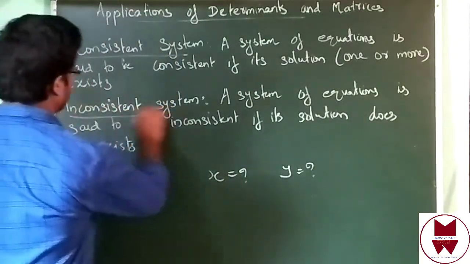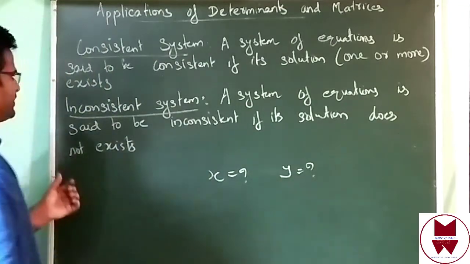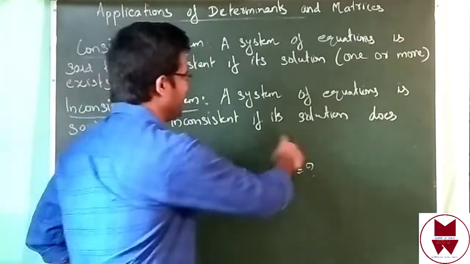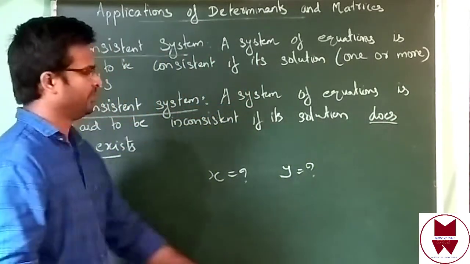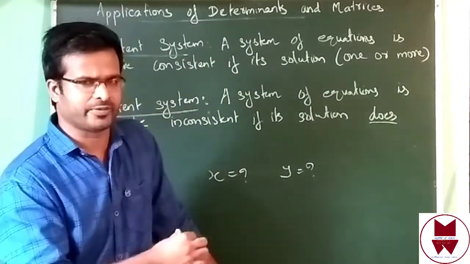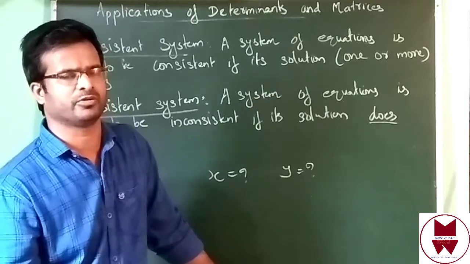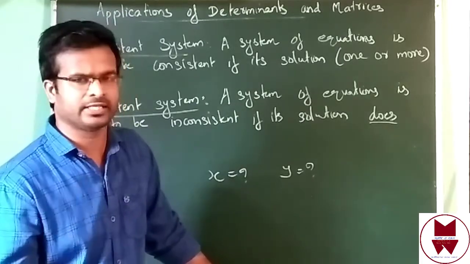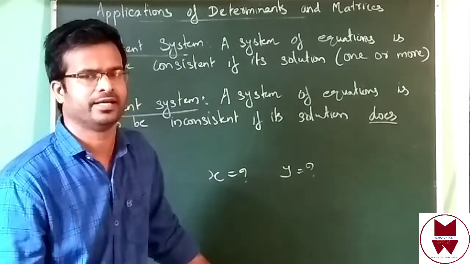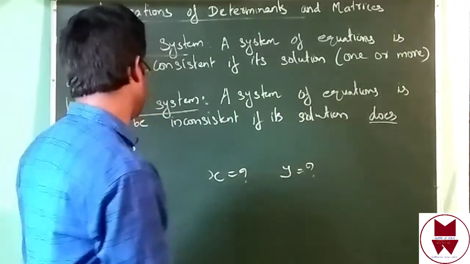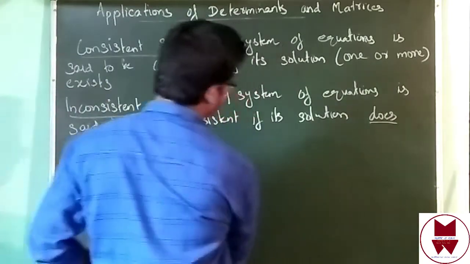Then inconsistent. A system of equations is said to be inconsistent if its solution does not exist. When you find the solution of two or more equations, if you are not getting any solution, that system of equations is known as inconsistent. We can see this in the graphical method.